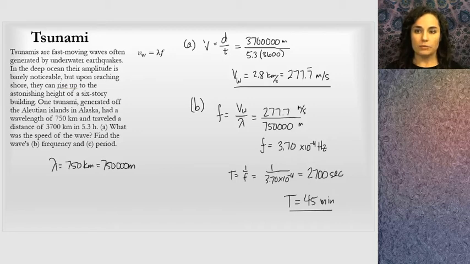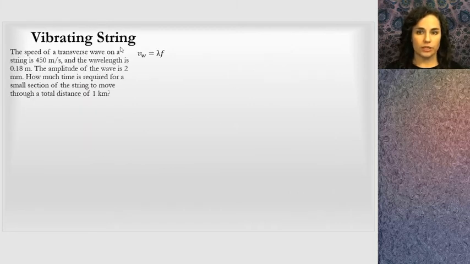The last problem I've chosen for us is the vibrating string. It says the speed of a transverse wave on a string is 450 meters per second. So that's V wave. That's this thing. And the wavelength is 0.18 meters. So I have the wavelength. I could find the frequency right away. It says the amplitude of the wave is 2 millimeters.